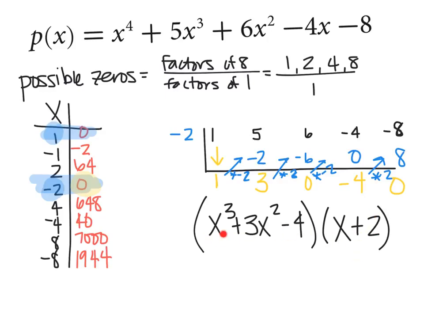What would happen if I were to multiply these two back out? I would get this original problem, x to the 4th, and so on, minus 8. That's what I would come up with. But we're not done, and why aren't we done with this problem?